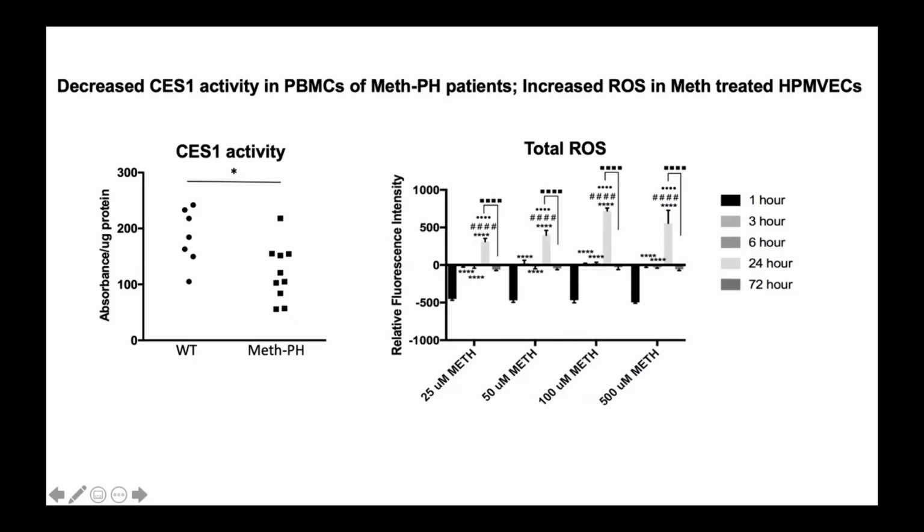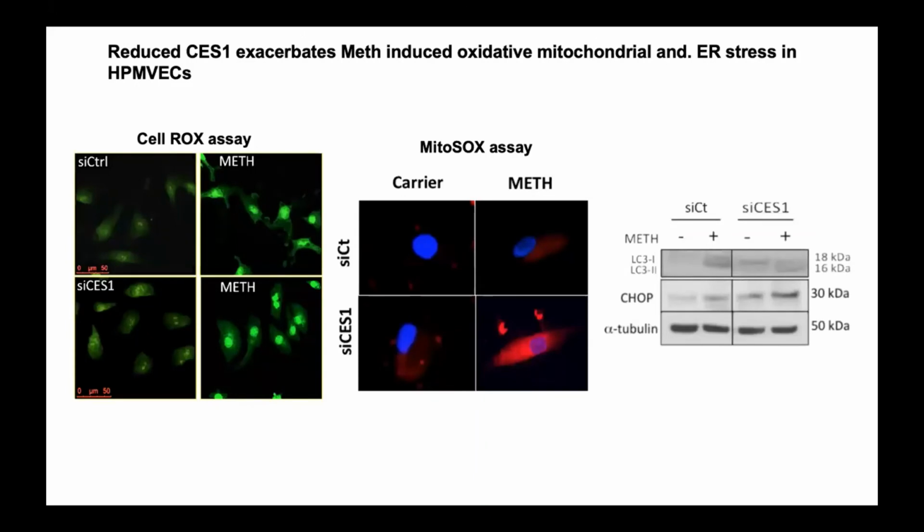Further, we verified these observations by doing staining for ROS, and here you can see that both cell ROS in general and mitochondrial ROS, which was done by MitoSox assay, we saw that in SES1 knockout cells which were exposed to meth, there was increased cell ROS and also mitochondrial oxidative stress.